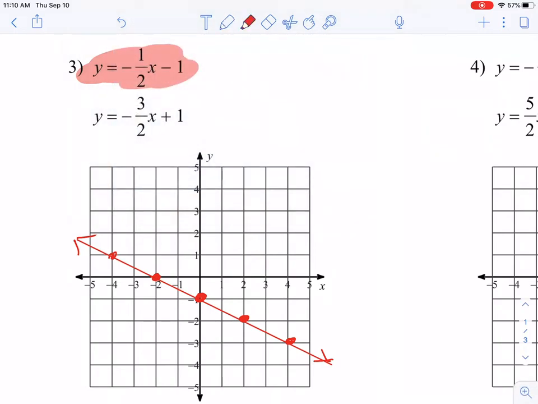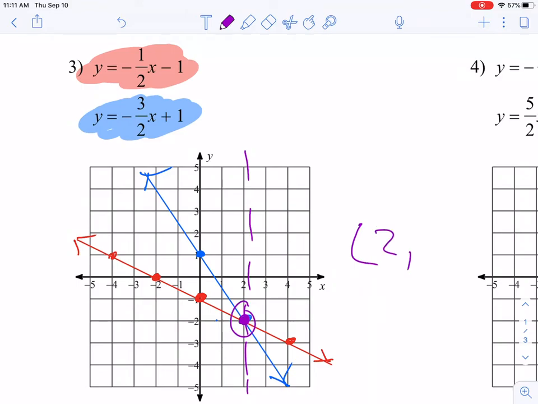In blue, my blue graph, we're going to begin at positive 1 and move down 3, right 2. And then purple is where our red and blue meet, and we describe that as our x value, 2, comma, our y value, negative 2.